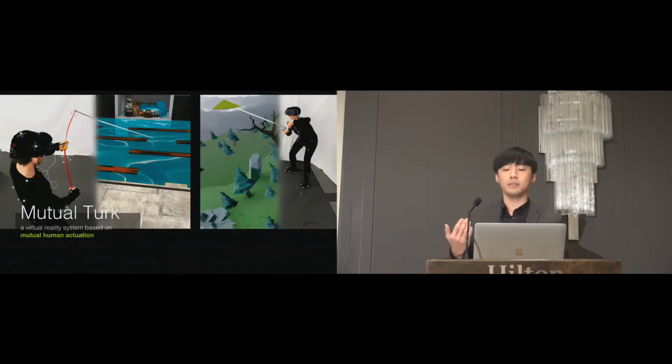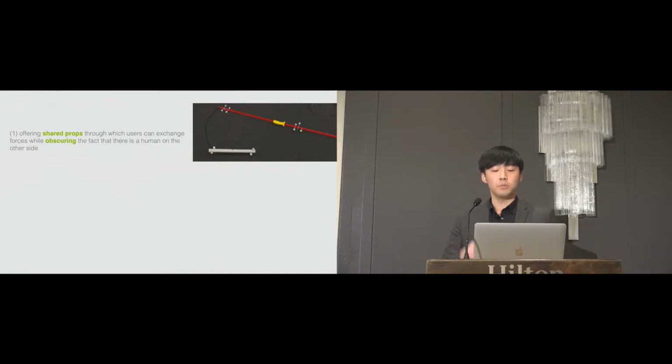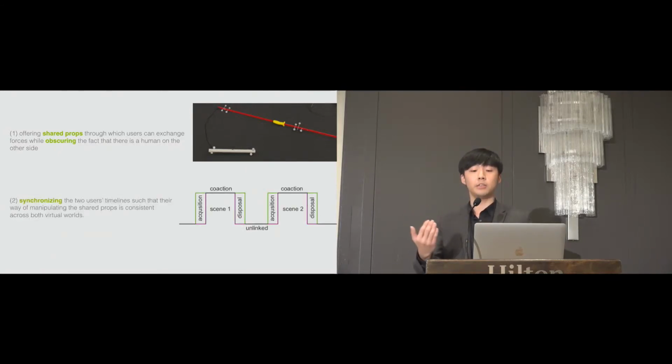So to validate this concept, we implemented a virtual reality system called Mutual Turk. So Mutual Turk approaches it by first offering shared props through which users can exchange forces while obscuring the fact that there's another user on the other side. And also synchronizing the 2 users' timelines such that their way of manipulating the shared prop is consistent across their own virtual world.